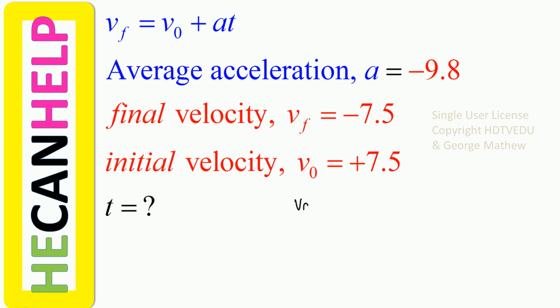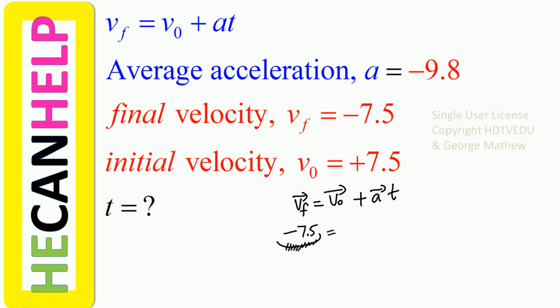Just use the formula that you learned. V final is equal to V0 plus acceleration times time. V final is negative 7.5. Now here is the problem. You have to know this, because on its way down, your velocity is pointing down. So this is where we can lose points. If you put positive 7.5, you're in trouble. It is negative 7.5, because it's on its way down.